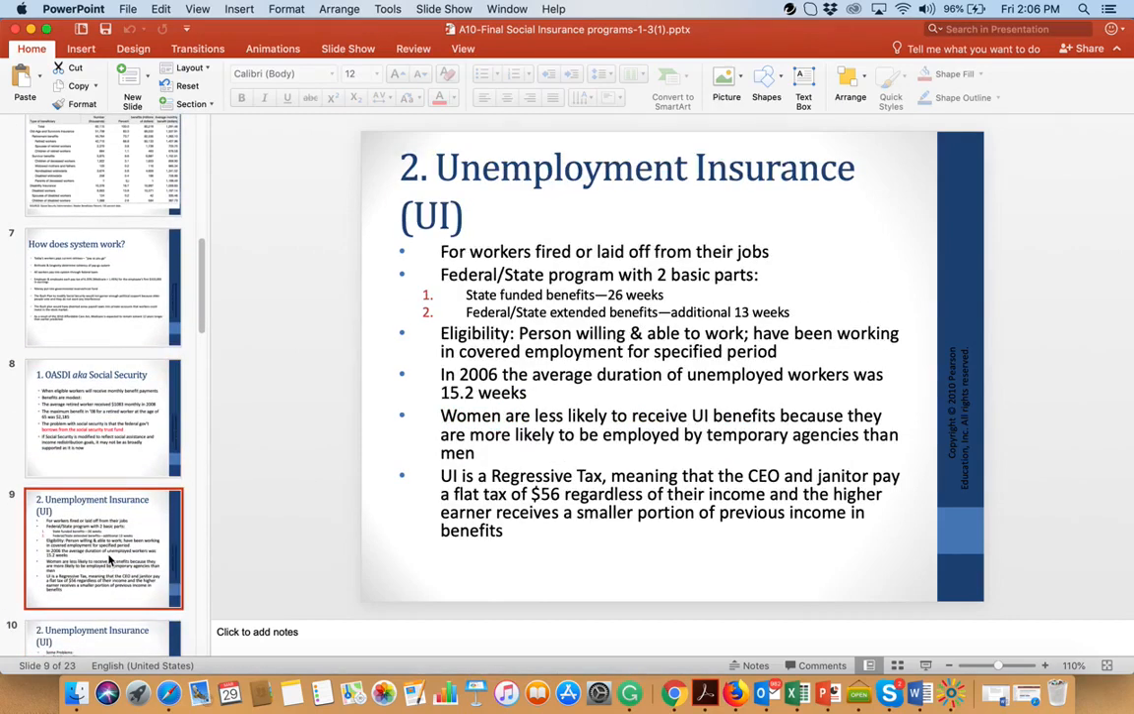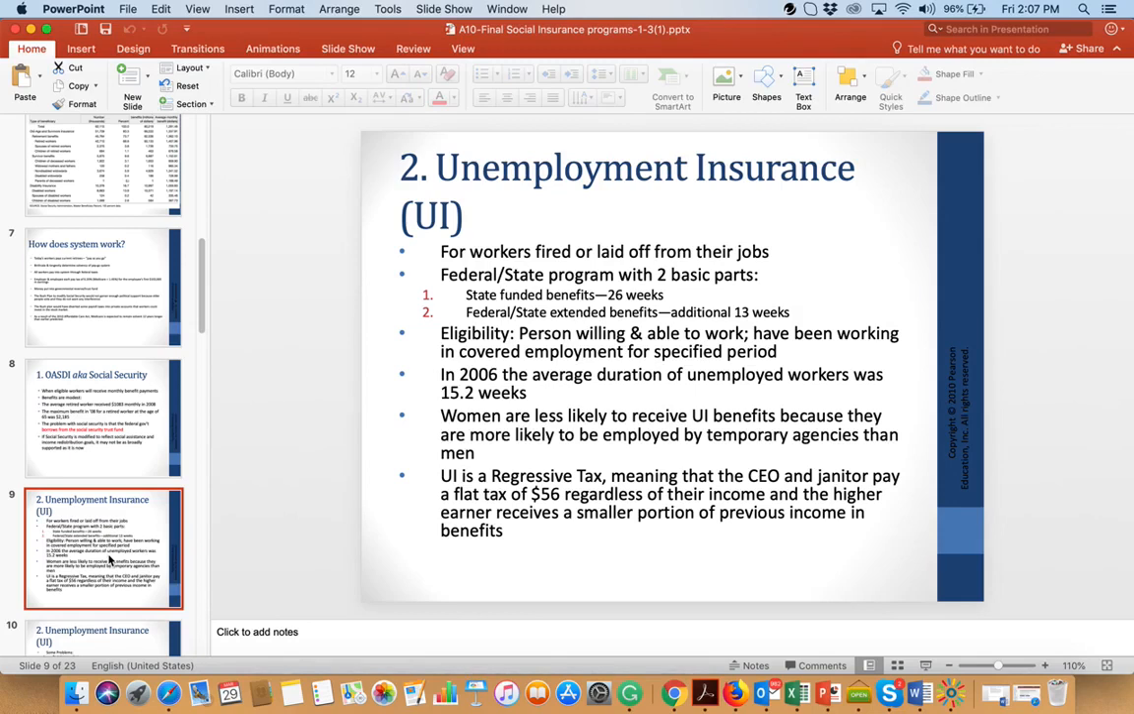The second social insurance program is unemployment insurance. What is it? Unemployment insurance is an insurance for workers who are either fired or laid off from the job. That means if you're fired, you still receive the money. It's a federal and state-run program with two basic formulas. For the first 26 weeks of your unemployment, your state will pay you the benefits.